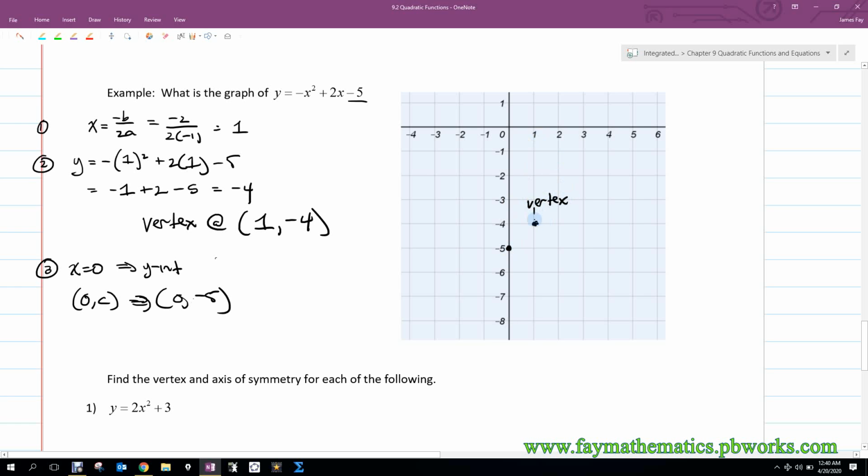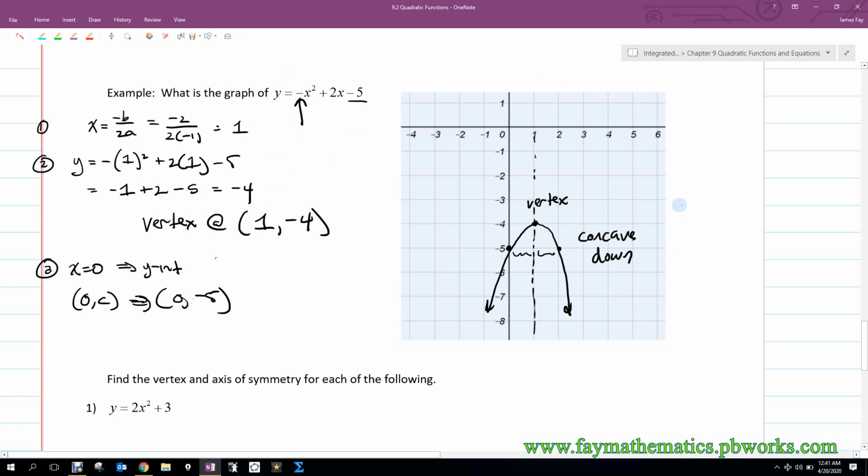Axis of symmetry goes through the vertex. Now if I reflect, that's a distance of 1, so I need a distance of 1 over here. So at that point there. And now this would be my parabola. Remember, we've talked about that being concave down. That matches that being a negative. When a is negative, it is concave down.